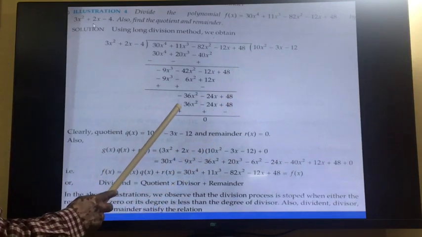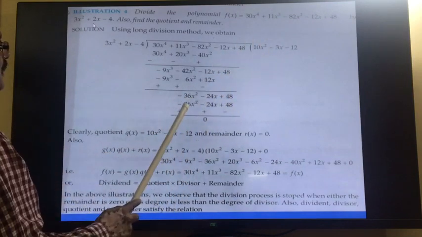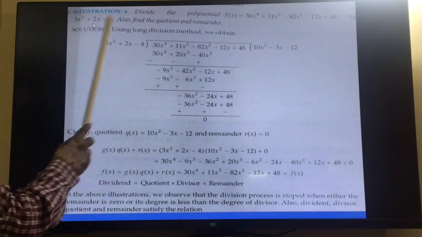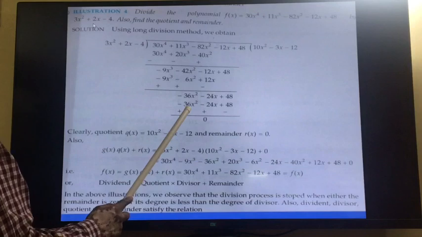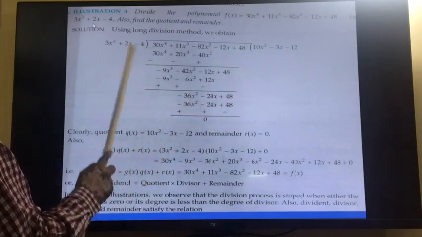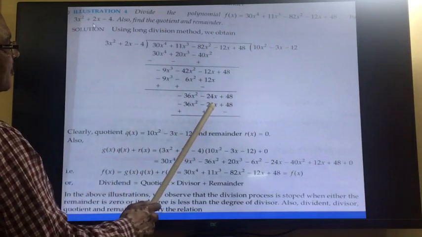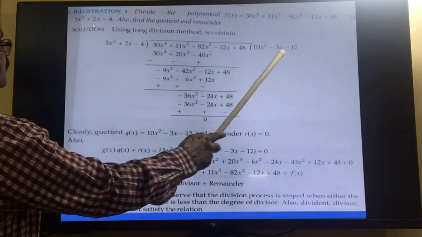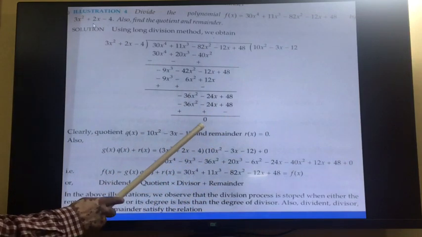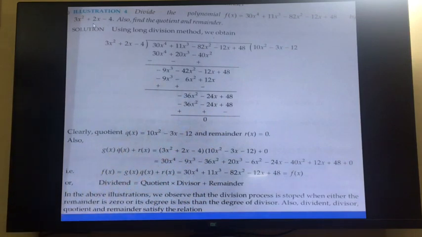Then now you want a minus sign, so write minus. You want 36. Here the number is 3, so by which number will you multiply? So 12 threes are 36. So 36x square. Then here plus, but here it is minus, so minus 24x. Then 2x into 12 will be 24x. Minus into minus plus 12 into 4 will be 48. After this change the sign and you will get the remainder 0.